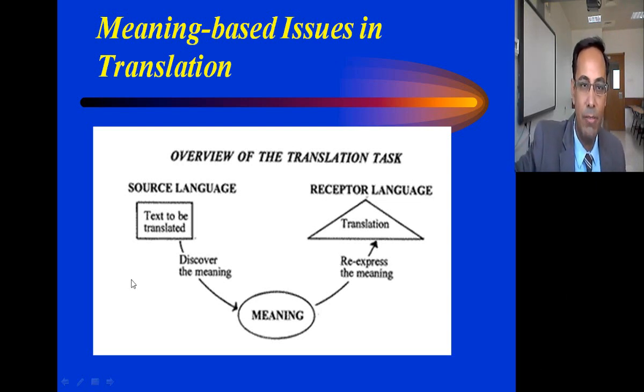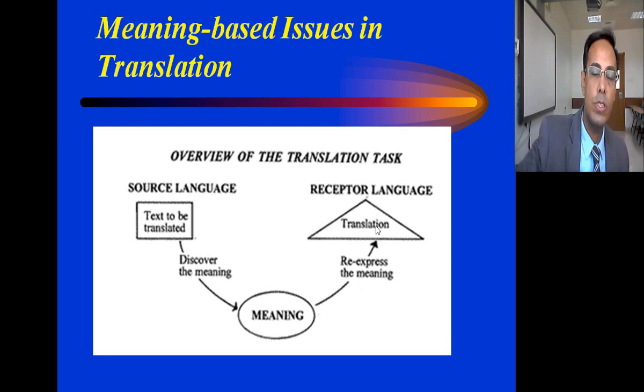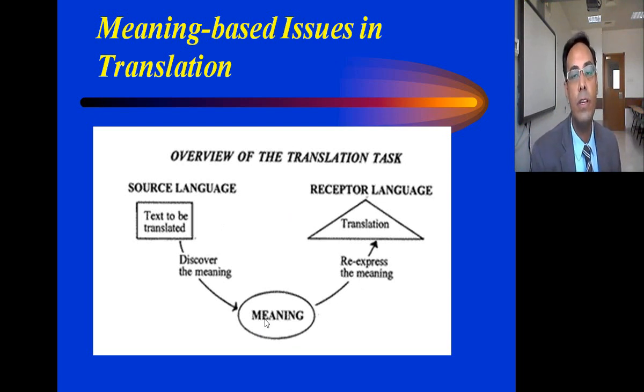In this diagram, we have here the source language, and here the target or receptor language. Here in the source language, text to be translated. We discover the meaning. This is the meaning stage. Then we re-express the meaning to the receptor or target language translation. So we have the source text here and the target text here. And we analyze the source text. We discover the meaning, and then we transfer the meaning into the receptor language.